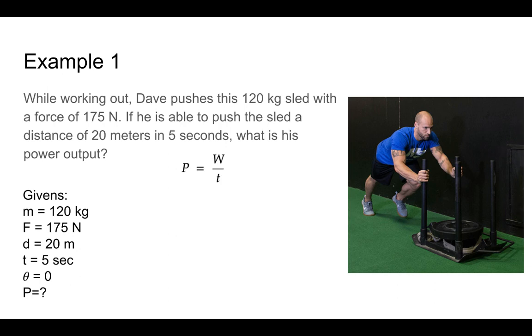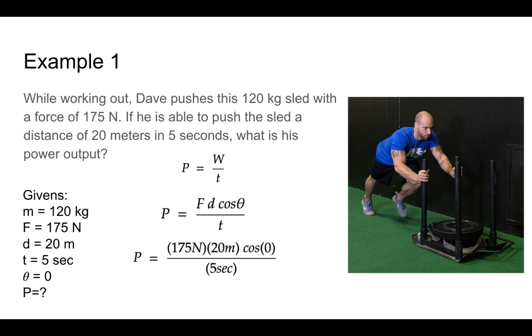So let's write down our equation. We have power is equal to work over time. Now work we know is force times displacement times the cosine of theta, so we can plug that in for our work equation. And now all we have to do is plug in our numbers and solve. So we get power is equal to the force, 175 newtons, times the displacement, 20 meters, times the cosine of theta, which was 0, divided by time, which was 5 seconds. So now we can just plug into our calculator and solve. We end up getting 700 watts.